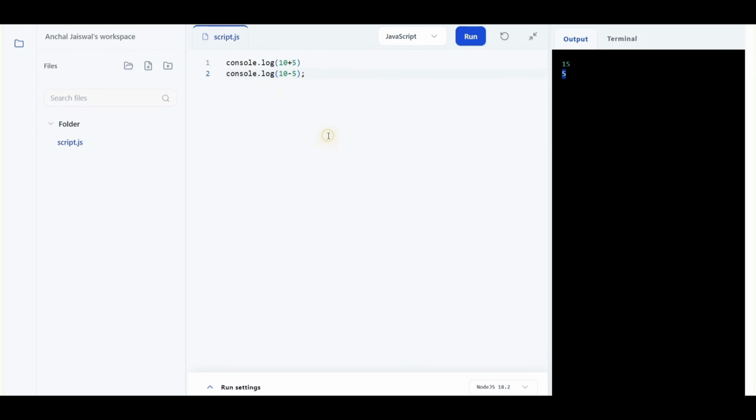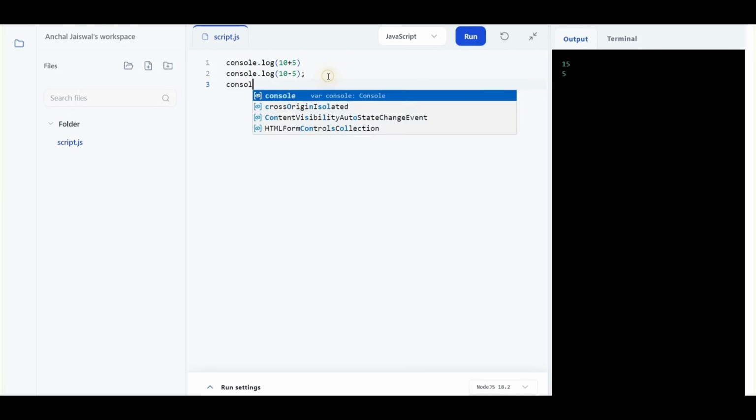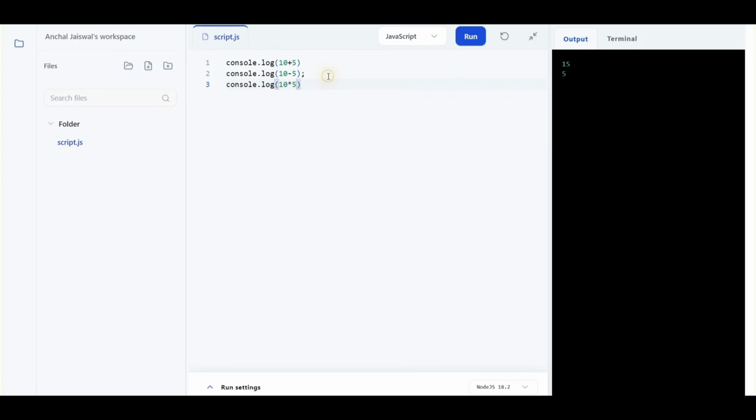Next we have multiplication. In JavaScript, multiplication is represented using the asterisk symbol. Here we are multiplying 10 by 5. Let's run it. And the result is 50. So the asterisk operator is used whenever we need to multiply values.